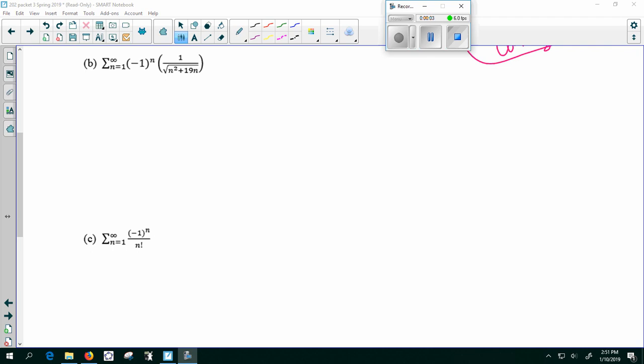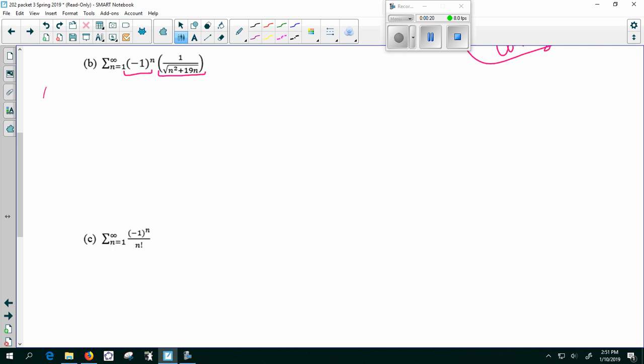All right, this infinite series has alternating signs. You can tell because this term is always positive no matter what n we put in, and this term is going to cause the signs to alternate. It's positive for even n's and negative for odd n's.